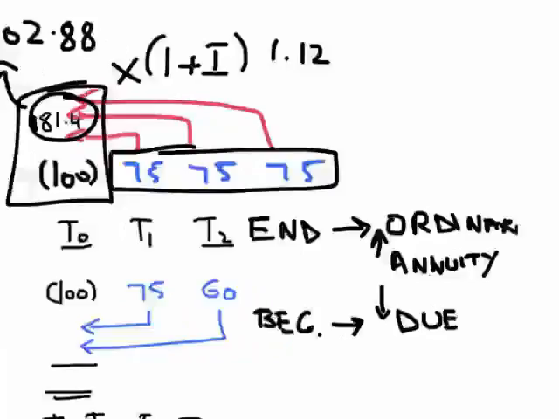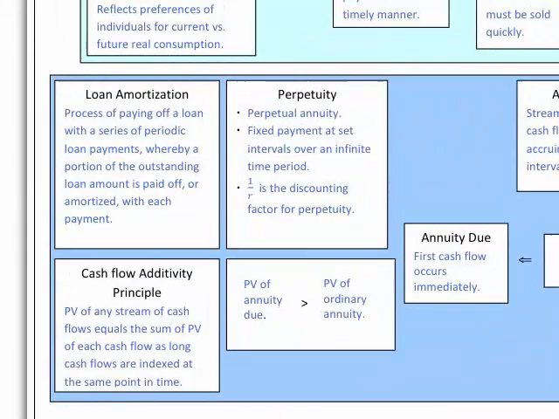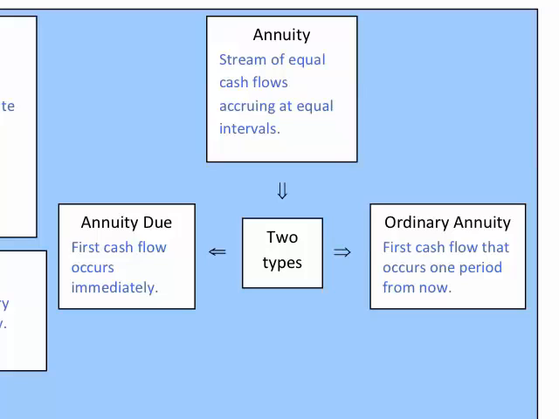So here you have the discussion of annuity of two types, ordinary annuity and annuity due. Annuity due: if the first cash flow occurs immediately, what does that mean? At the beginning of year one. Immediately is the beginning of year one. Or if the cash flow occurs at the end, so the first cash flow occurs one period from now, that is the end of year one. So ordinary annuity is if payments are at the end of the years.